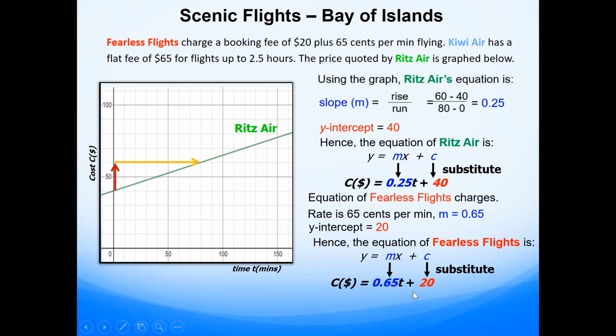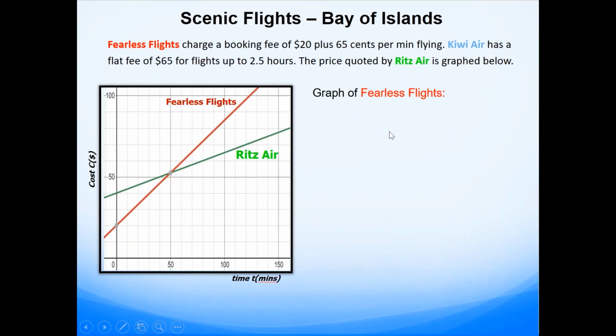So now we're going to use the equation for Fearless Flights, and we'll try and draw the graph for Fearless Flights. Please do watch my previous videos on how to plot straight line graphs. In this case, you can use a table of values and plot those points and join them to get a straight line. So you should end up with something like this.